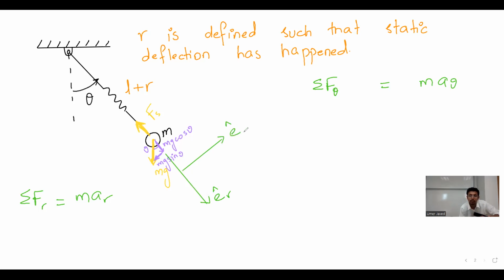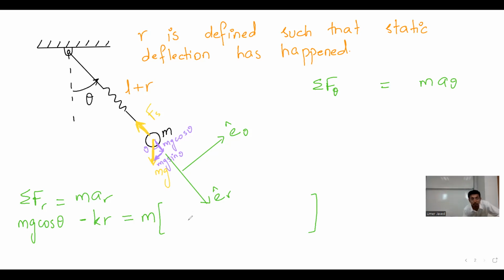Okay, so you will have mg cosine theta. Agreed? Correct? I hope everyone has this term. Minus k multiplied by r, the spring force, as Usman said, I agree, equal to m multiplied by ar. Anyone who remembers the ar formula? It was r double dot minus r theta dot square.